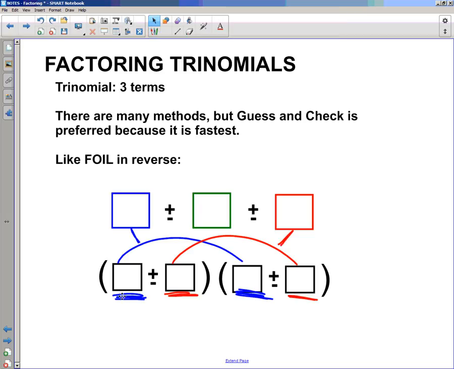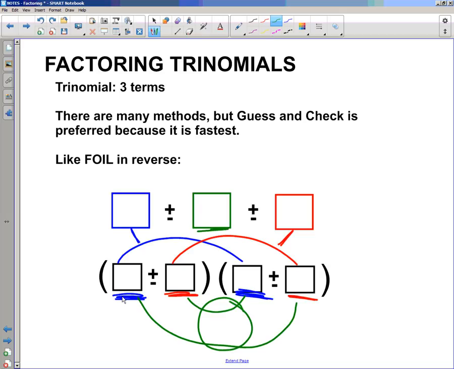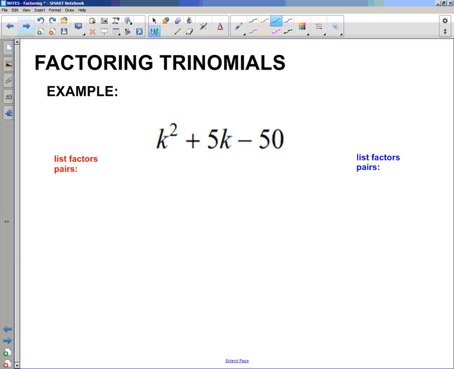And the O and the I in FOIL will come from the inside terms and the outside terms. When you multiply those 2 things together, get your results and combine those results, that should give you the middle term in your trinomial. So I'm going to go through one example here of guess and check. And then I'm going to give you some more advanced hints that you can use to maybe make this process a little bit simpler.